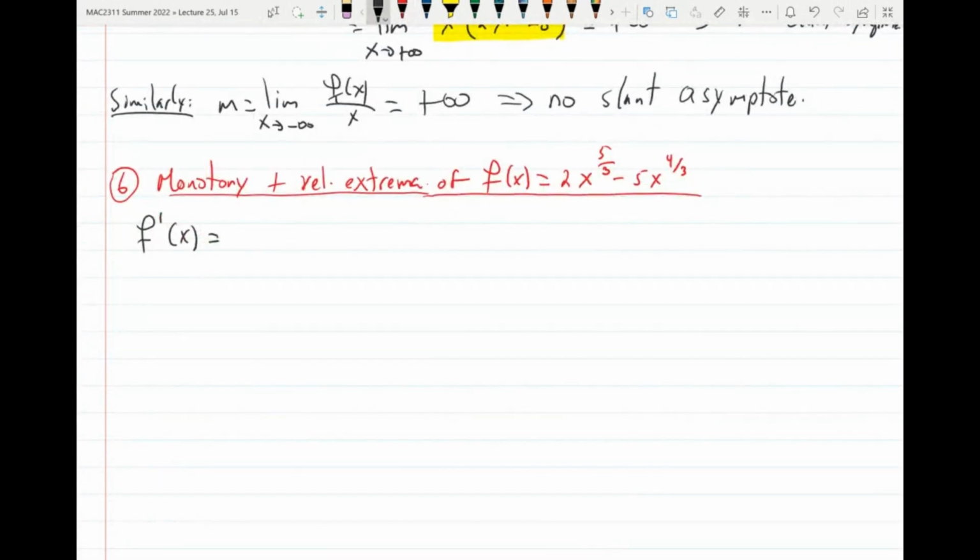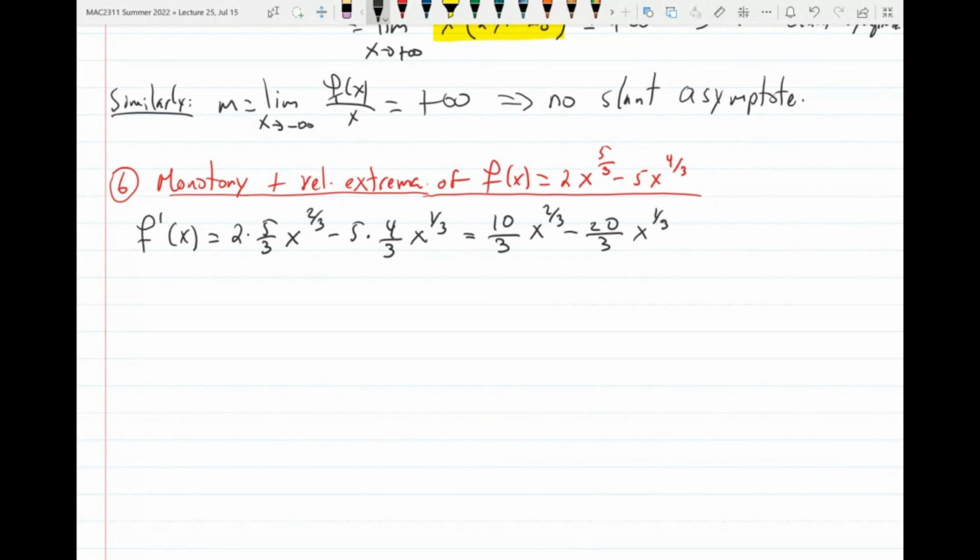Okay, so for that, we know we need to look at the first derivative, so let's do it. So it's going to be 2 times 5/3 x to the 2/3, just subtract 1, minus 5 times 4/3 x to the 1/3. Okay, so that means the first derivative is 10/3 x to the 2/3 minus 20/3 x to the 1/3.